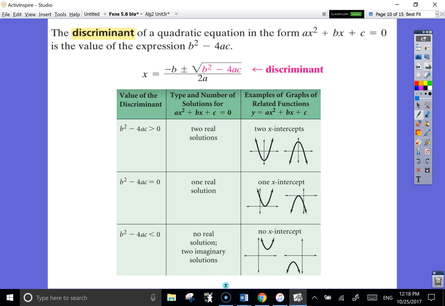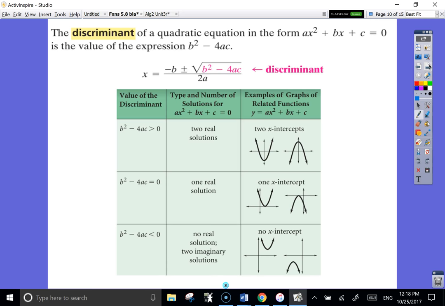Okay. If the discriminant is equal to 0, then you're taking the square root of 0, which is 0. Okay? And you don't get anything different. If you add or subtract 0, you get the same thing. That's why you just get 1 real.